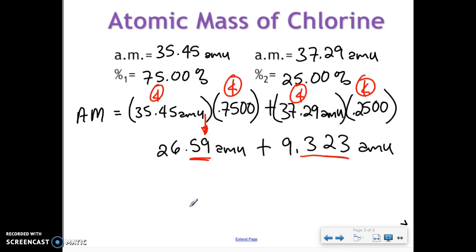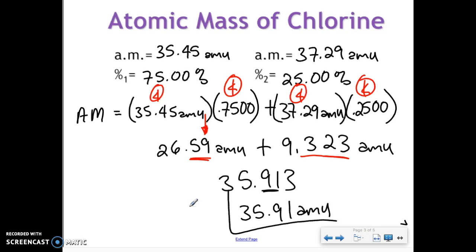So I'm going to add those 2 numbers, 26.59 plus 9.323, and I get 35.913. But remember, our answer cannot go past the hundredths. So I'm going to cut that off as 35.91 AMUs. And that's the number that belongs on the periodic table. That is the atomic mass, or the weighted average, of those 2 isotopes. Hopefully that makes sense.